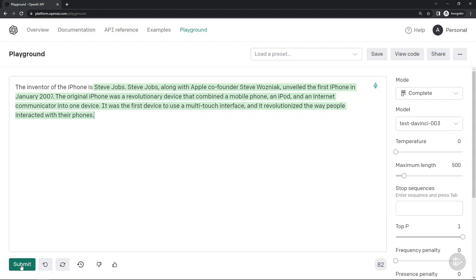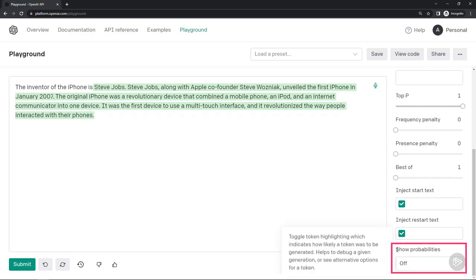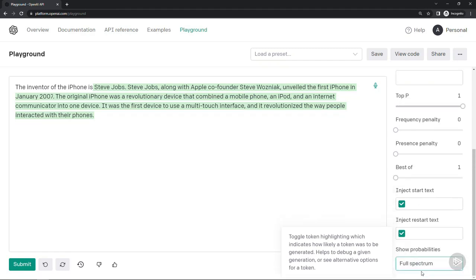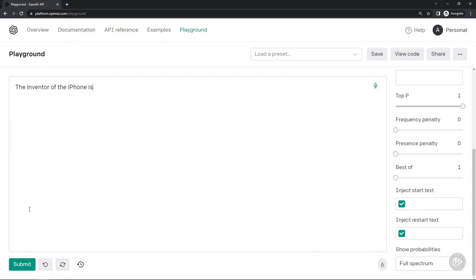Now, one really handy parameter that you can use is over here on the very lower right to show probabilities. This will highlight your words and tell you what the probability was that that word was the one that would be chosen. Remember, with large language models, they're really just predicting what word comes next, one word at a time. So let me toggle this on and make it a little bit easier to understand. We'll go with full spectrum. And then we'll run this again. I'll just get rid of this response and then submit.